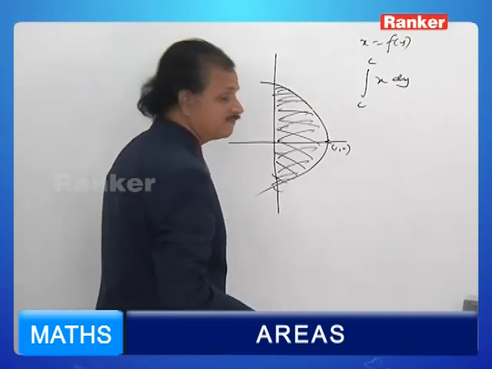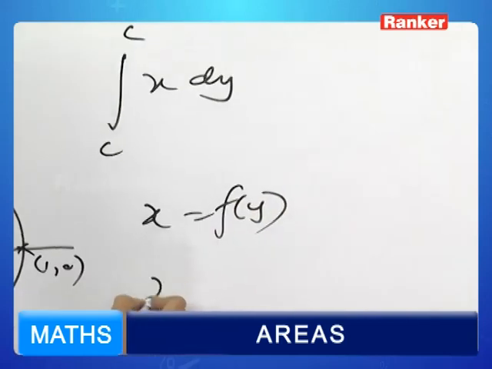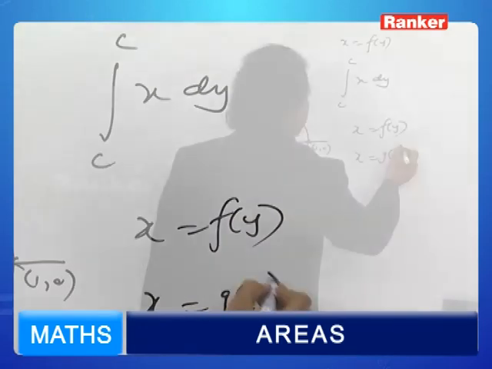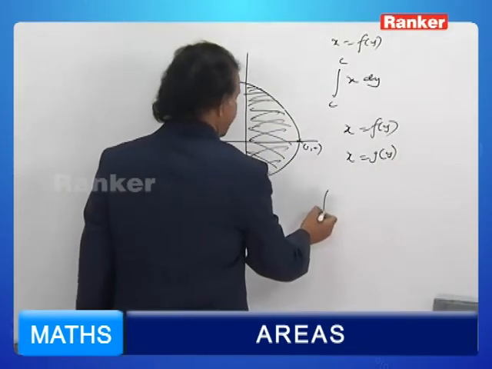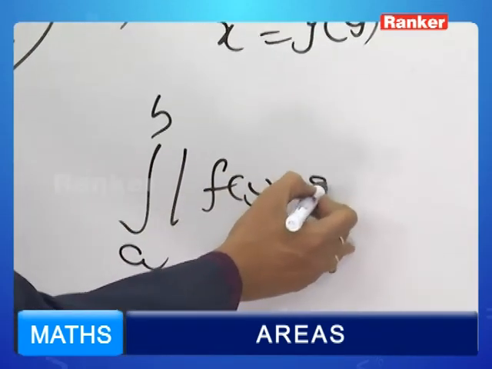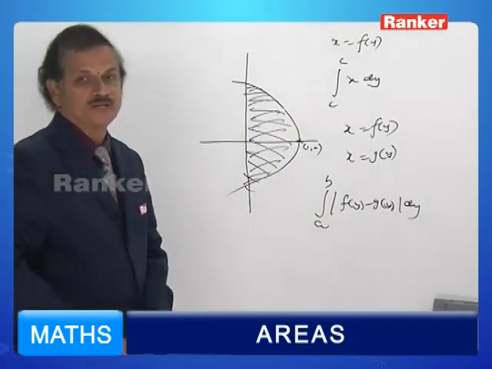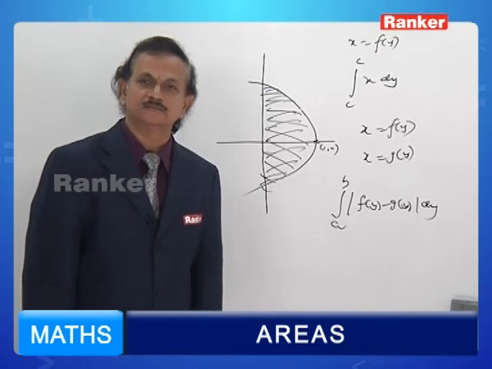Then also, if there is an area bounded between two functions x is equal to f of y and x is equal to g of y between the same limits, then the area is integral a to b of mod f of y minus g of y dy. As in the previous case, we obtain the answer.